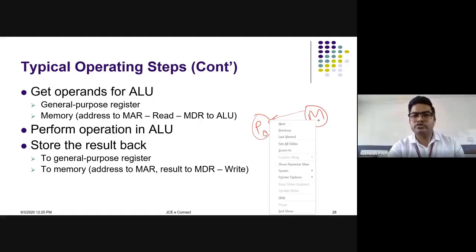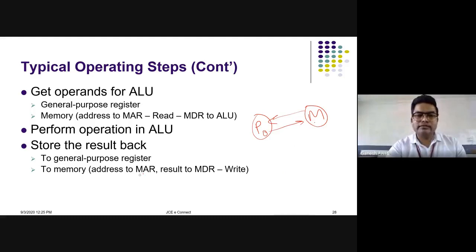So again, if you want to store it to the memory, what will happen? Your MAR will decide what is the address where you want to store, okay, and the result will be in the MDR, and the MDR will send it back to your memory. Understood?